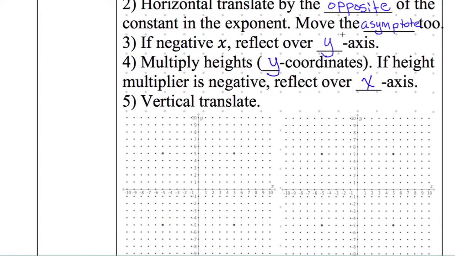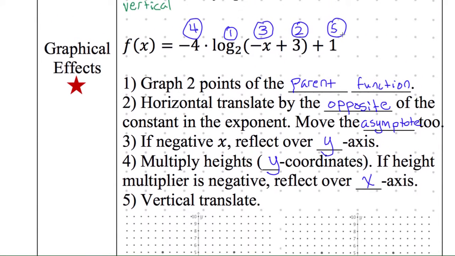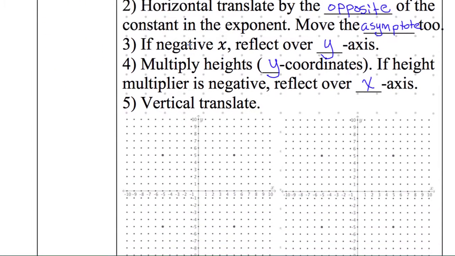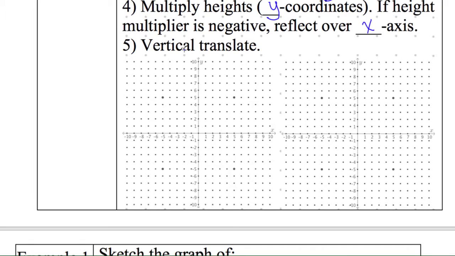Let's try this out. So I'm going to graph this function that I've given to you right now. So first, I'm going to graph log base 2. Tell me what points are on log base 2. 1, 0. 2, 1. And I'm only going to do 2 points because I'm lazy. Same thing for Khan Academy. I'm only going to do 2 points. Okay. That was step number 1.